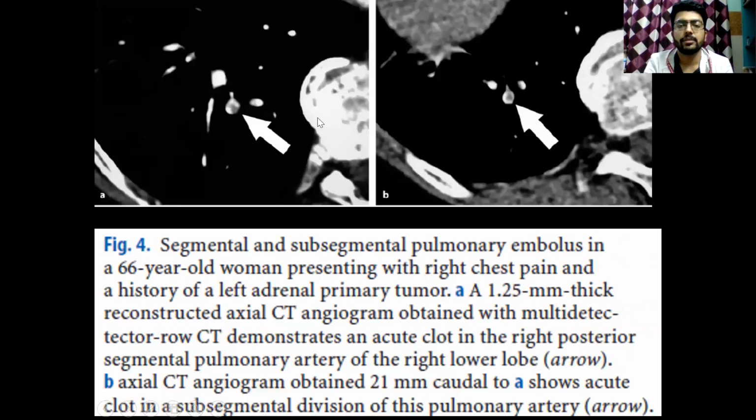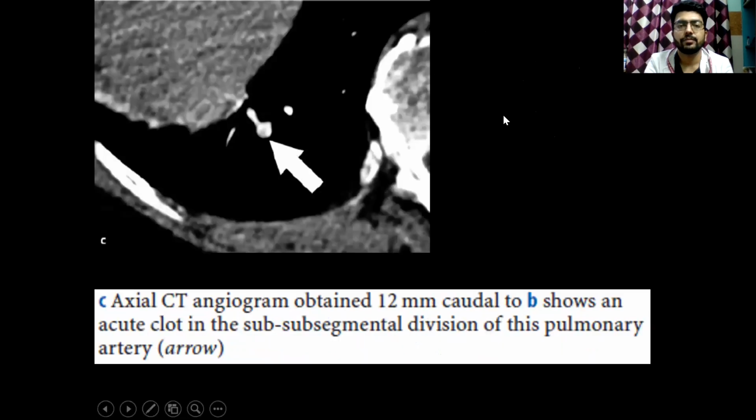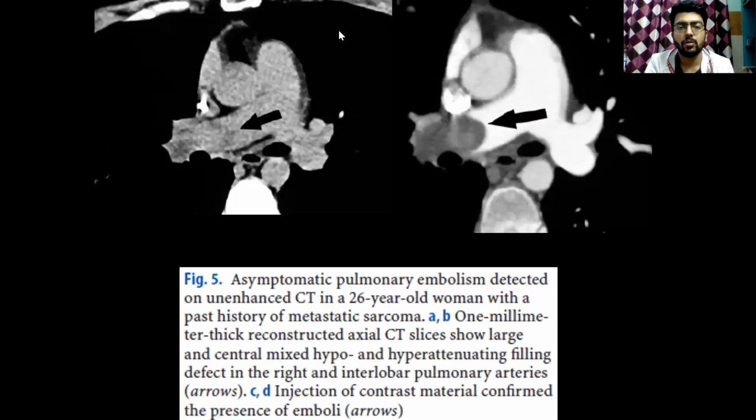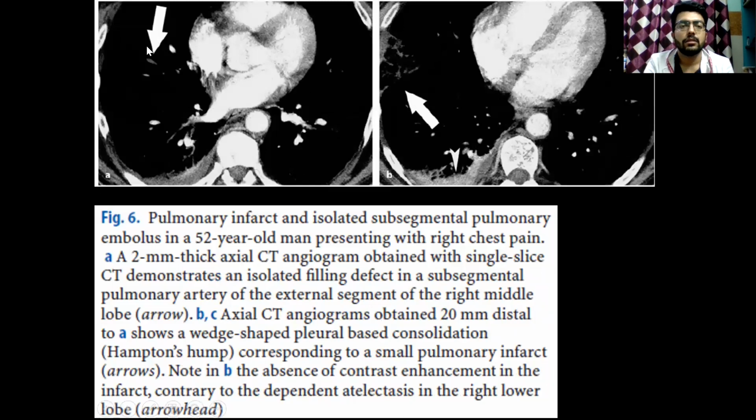This is the segmental and subsegmental pulmonary embolism. This is again an acute clot in the subsegmental division of this pulmonary artery. This is how it looks in a non-contrast scan. When we give contrast, we can see tumor thrombus lodged in the right pulmonary artery. This is the clot in the subsegmental arteries associated with subsegmental collapse. The small arrowhead is demonstrating a small pulmonary infarct or Hampton's hump.